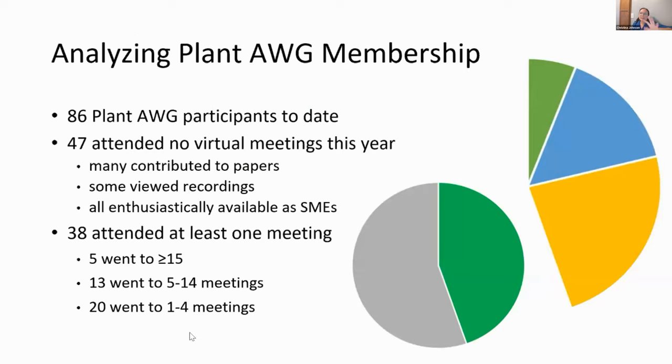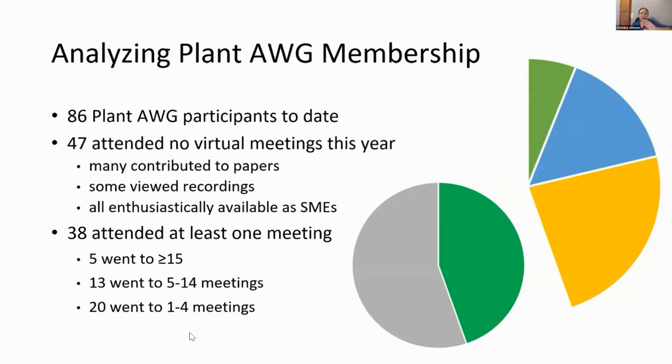So also, I went back and looked at Plant AWG membership overall and activity in the last year. We have 86 participants in the Plant AWG. 47 didn't attend any virtual meetings this year, but many of those contributed to papers. Some of them viewed our recordings of the meetings, and every one of them that I contacted is enthusiastically available to the Plant AWG as a subject matter expert. They're just waiting for us to reach out to them and ask them questions and welcome their participation. While they may not have the time to attend the meetings, they're contributing to publications, they're making an impact in our group.